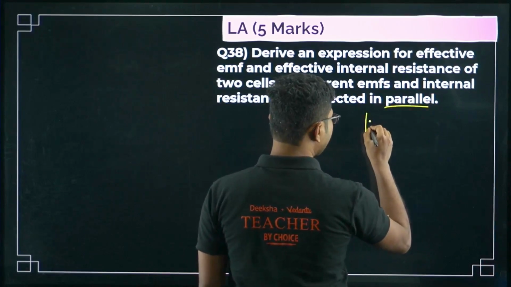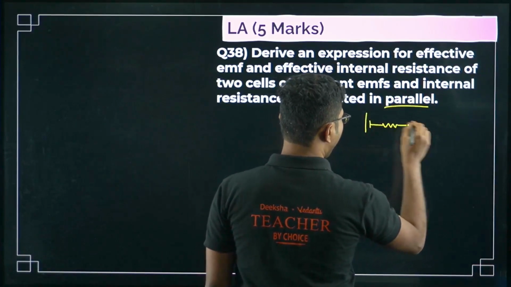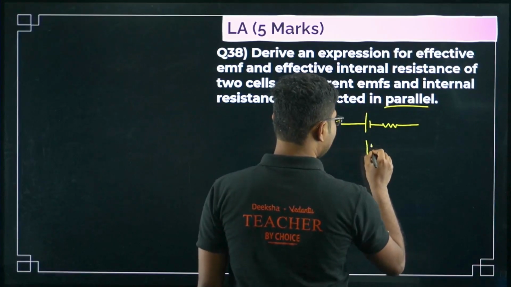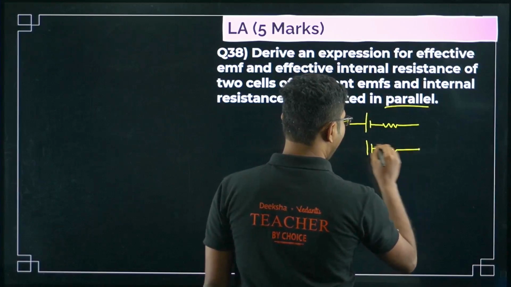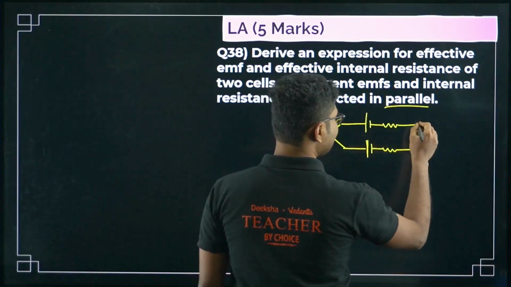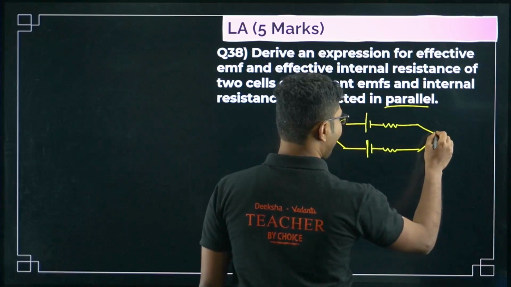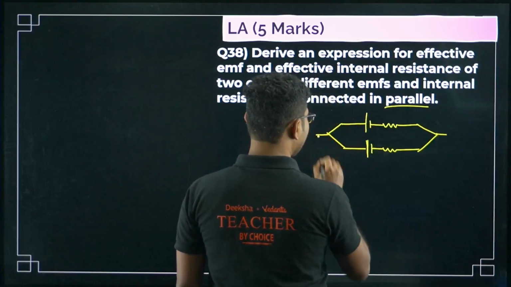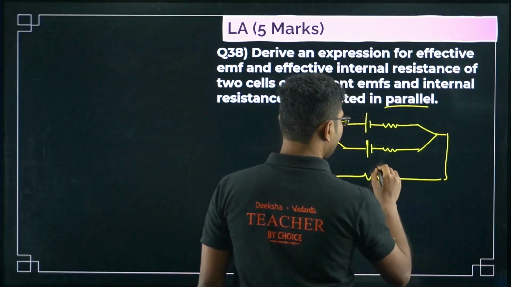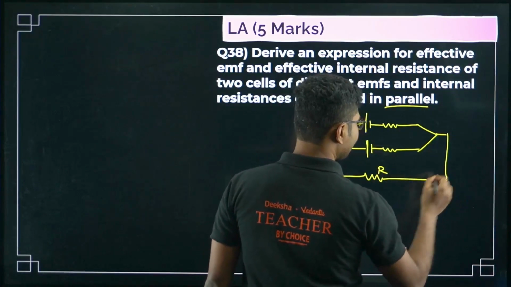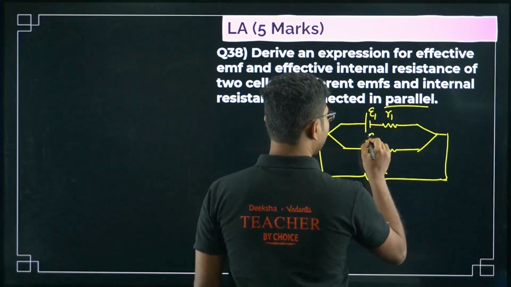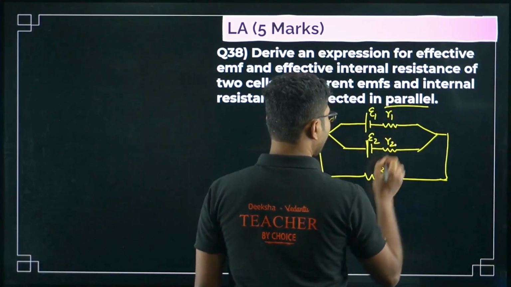So we have two cells, one is this, another one is this, and they are connected in parallel. Parallel means they are connected like this, and we connect it through an external resistance, say capital R. Okay, this is the circuit. So this is epsilon 1, this is R1, epsilon 2, R2, right?